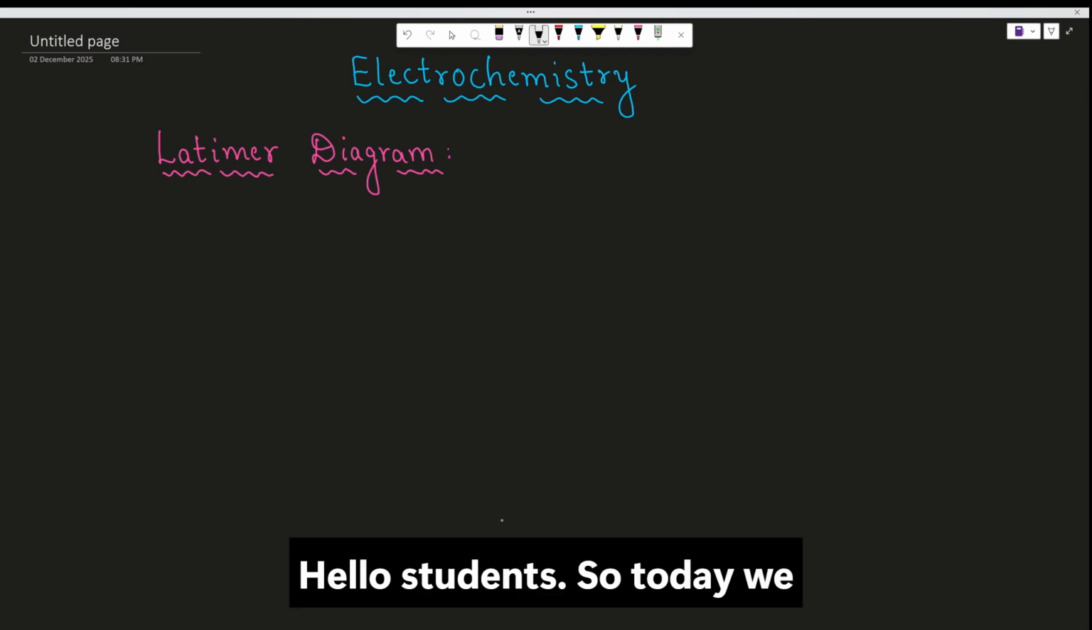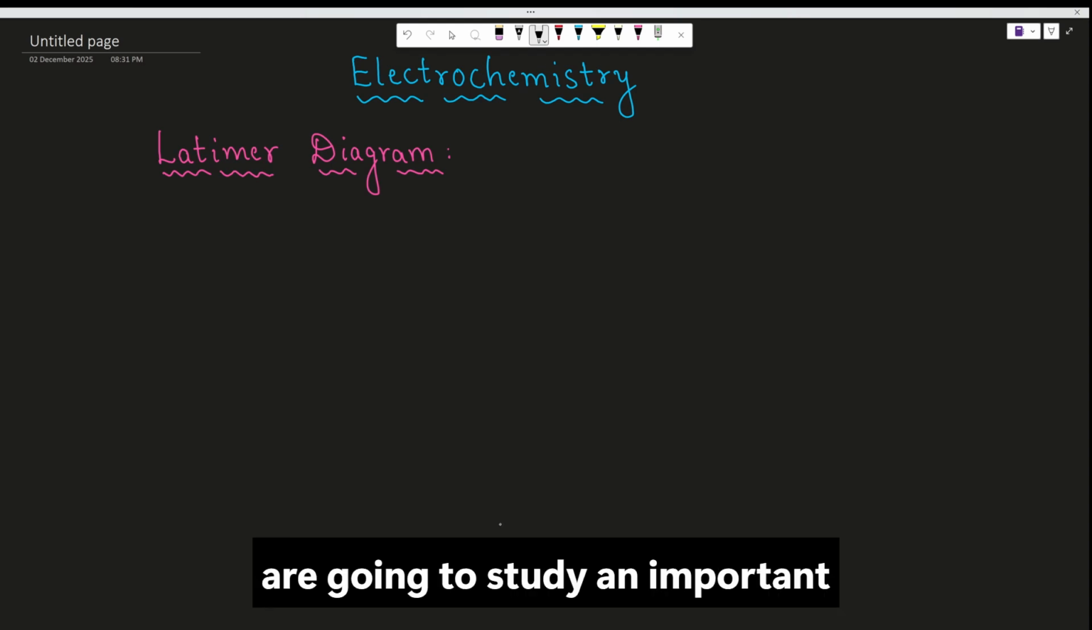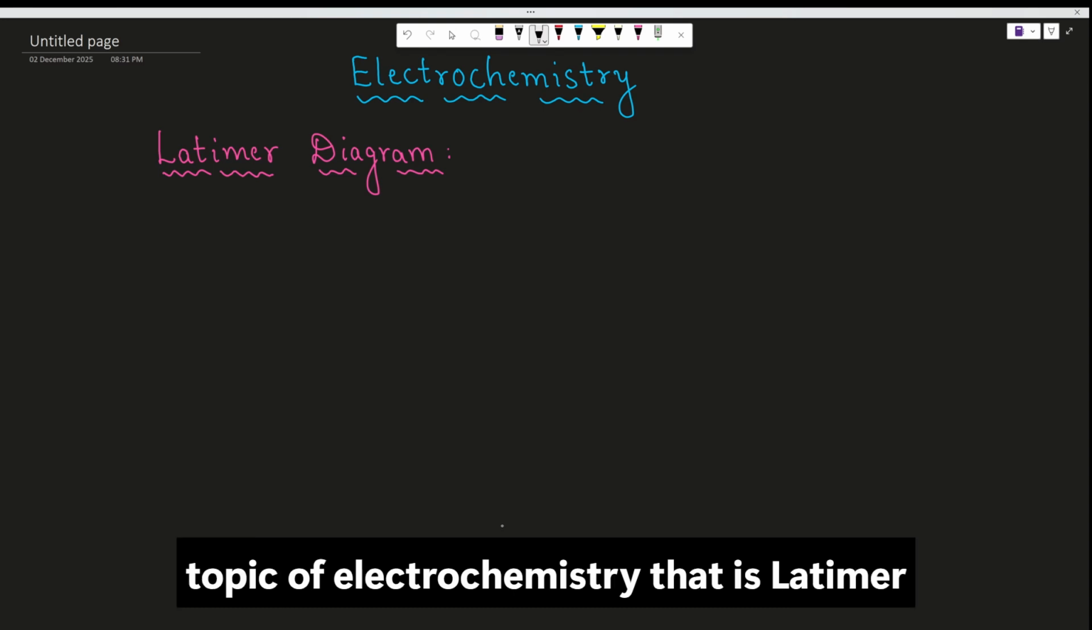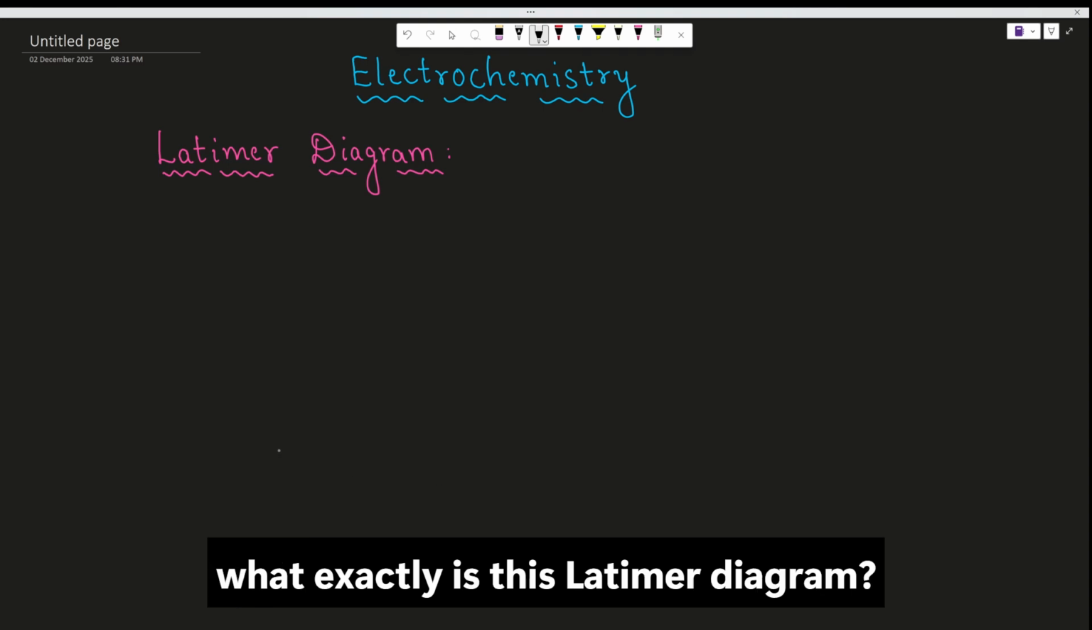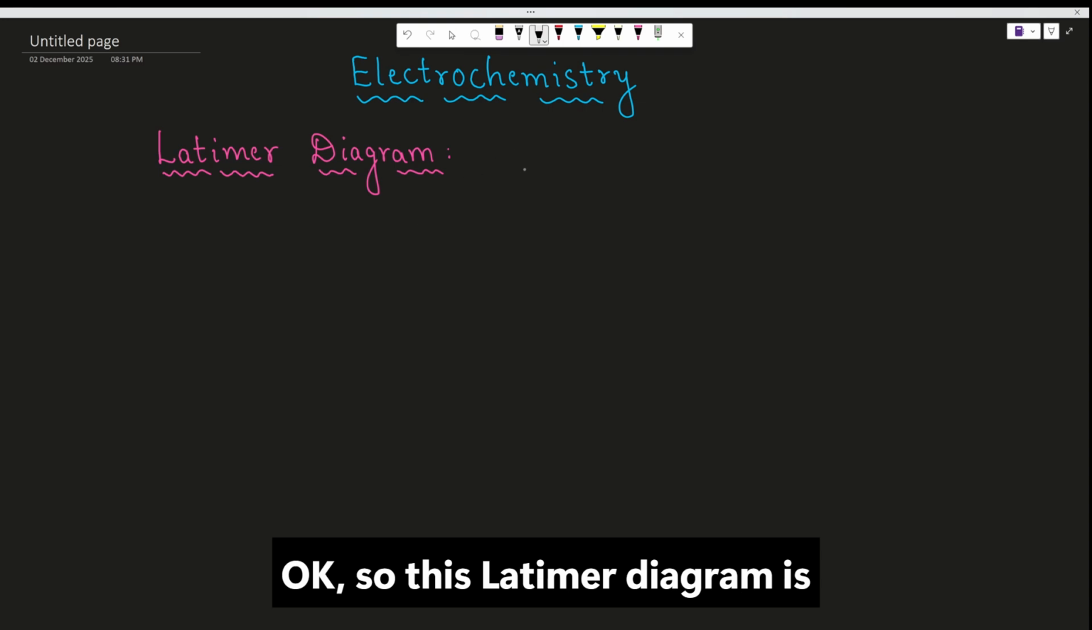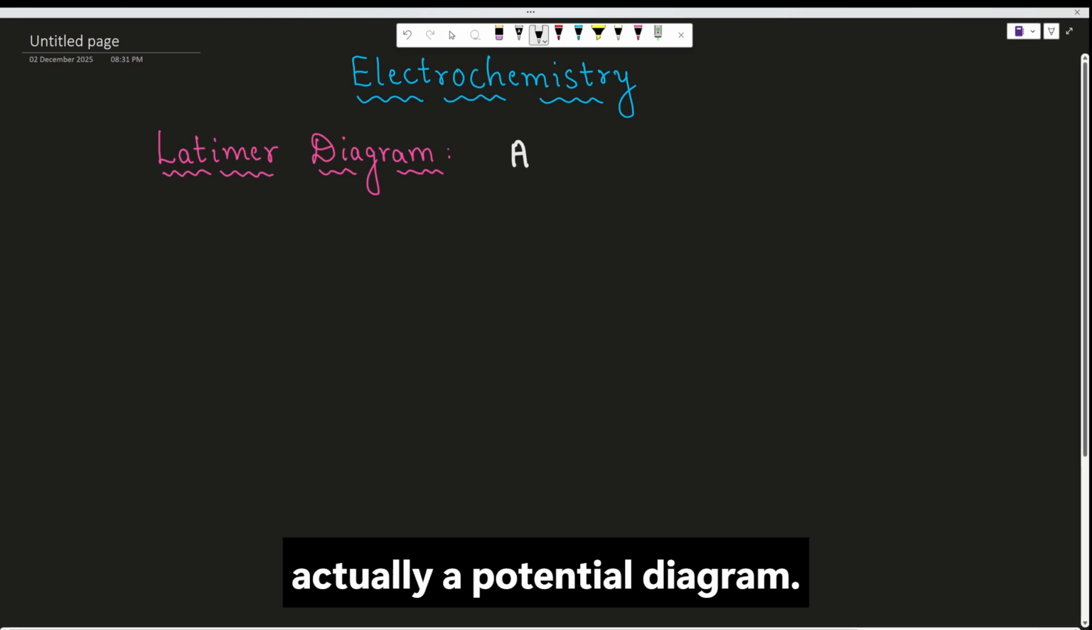Hello students. So today we are going to study an important topic of electrochemistry, that is the Latimer diagram. So let us first see what exactly is this Latimer diagram. Okay. So this Latimer diagram is actually a potential diagram.